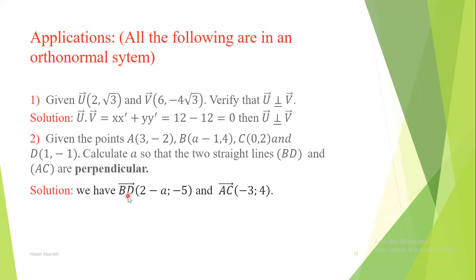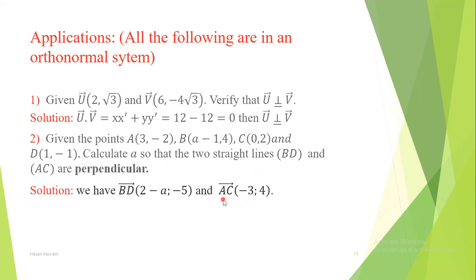As you see, we chose BD and AC since we are given that the lines BD and AC are perpendicular. For this reason, we chose these two vectors. You can easily calculate the coordinates of BD, knowing the coordinates of B and D, and similarly AC can be calculated easily. After this, the perpendicularity of these two straight lines leads to what about these two vectors?